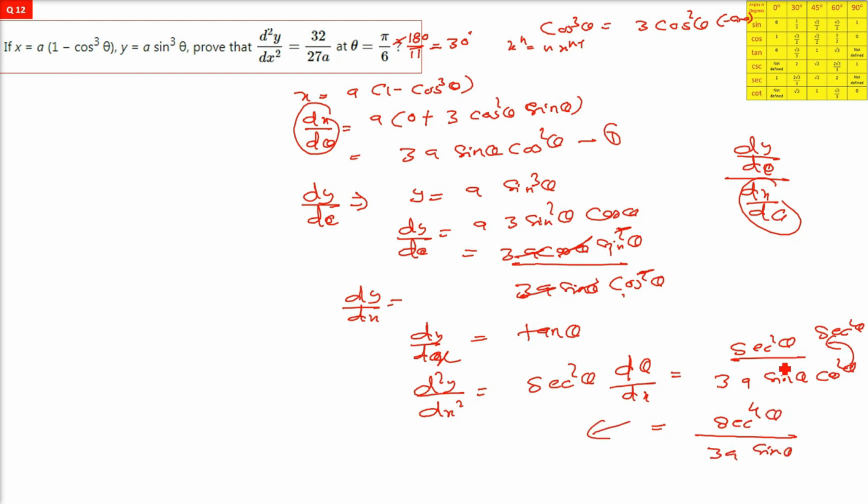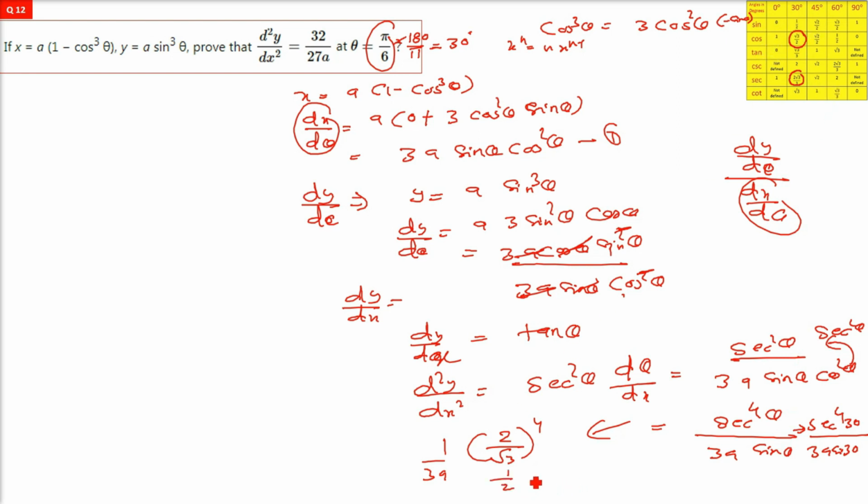What is sec 30 degree, at pi by 6? At 30 degree we have to find out. So sec to the power 4 30 divided by 3a sin 30. Sec theta is 2 by root 3, or if you are well versed with cos 30, that is root 3 by 2, you can take directly that. You have 2 by root 3 whole power 4, and you have this 3a. So 1 by 3, I am taking it outside. We have sin 30 degrees.